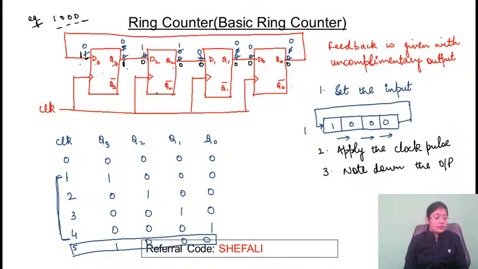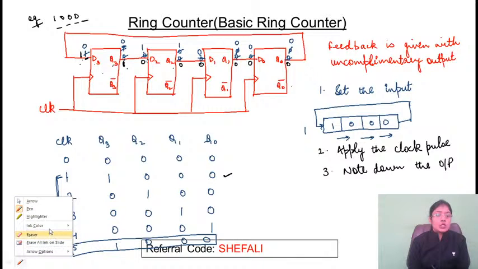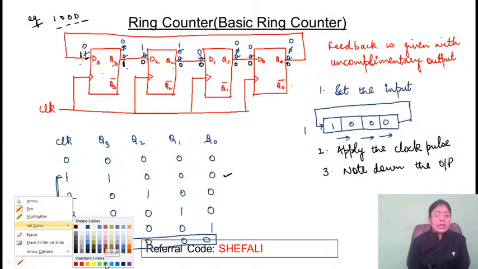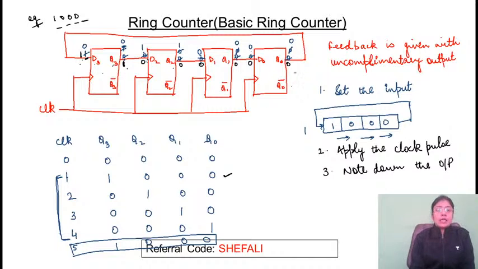Clear? Yes, this is just an example. So now after the first clock we have noted down the output. So this is the output. Now for the second clock, let me change the ink color. For the second clock, I am taking the green color. For the second clock, before applying the clock, you have to set the input.